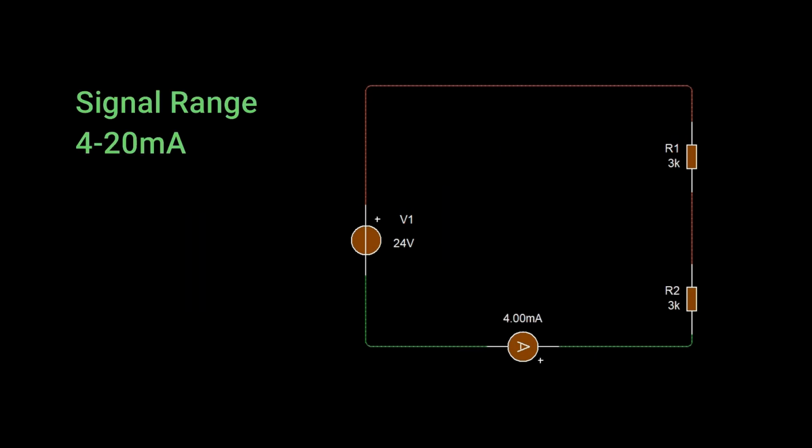With 4 to 20 milliamp, if the current ever goes below 4 milliamp, the system immediately knows there's a problem, like a broken wire or dead sensor.